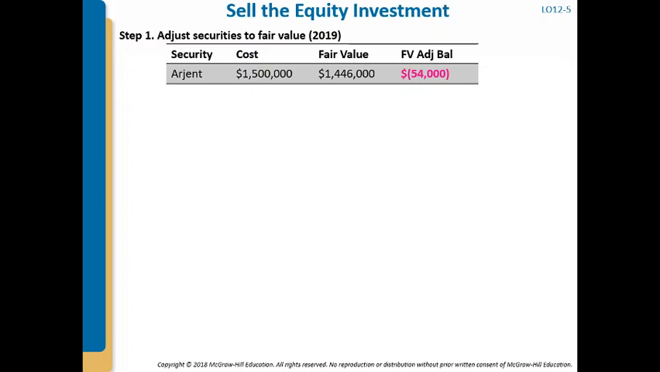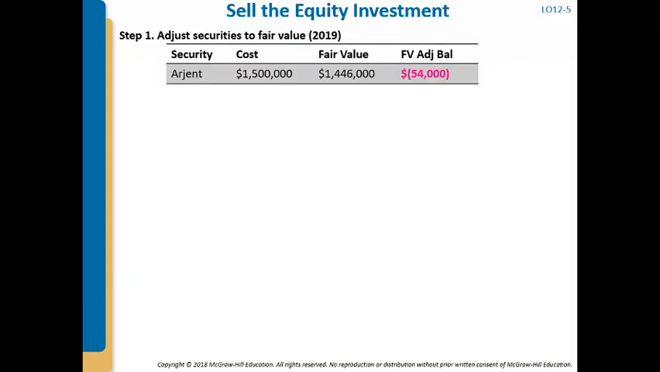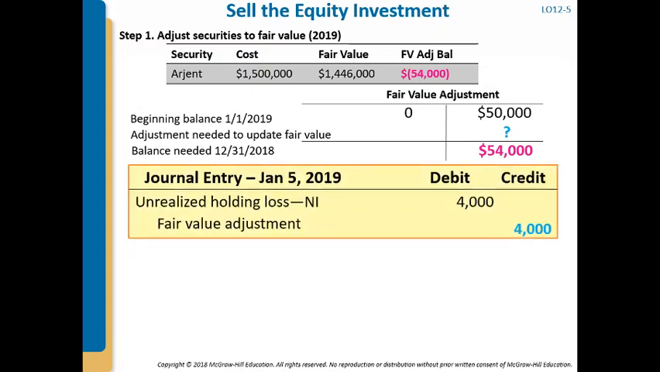All right, so between the time of this journal entry on December 31, 2018, and the time of the sale 9 days later, the stock has gone down by $4,000. And so you've got to make another fair value adjustment of $4,000, and that's going to be an unrealized loss for $4,000, and then the credit's going to be to fair value adjustment.